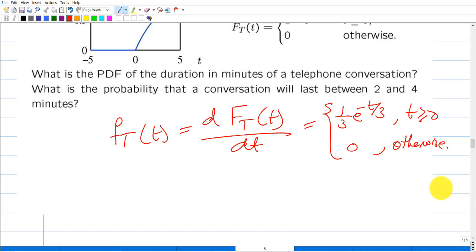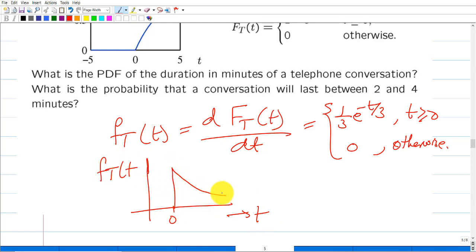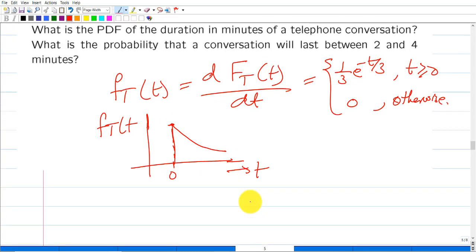Before doing the second part, let's plot this. That is quite simple. Again, I suggest you calculate some points to plot it exactly, but I will just draw its shape. It's actually a negative exponential, so it's a decaying function. At 0 it would be some value, so there should be a dotted line here, but that's okay. This is how it can be done.